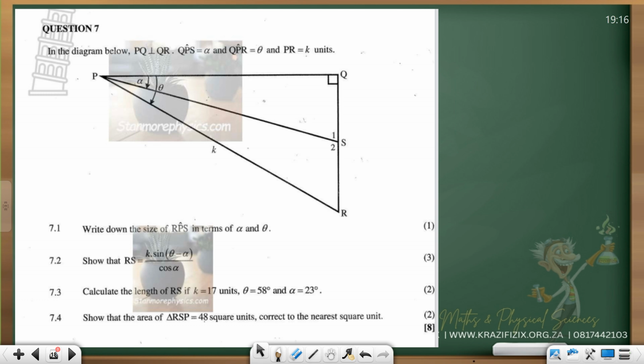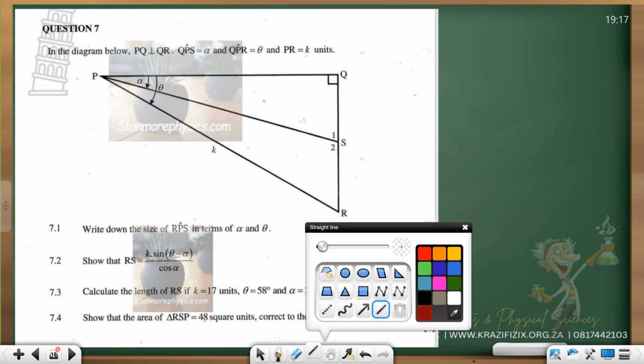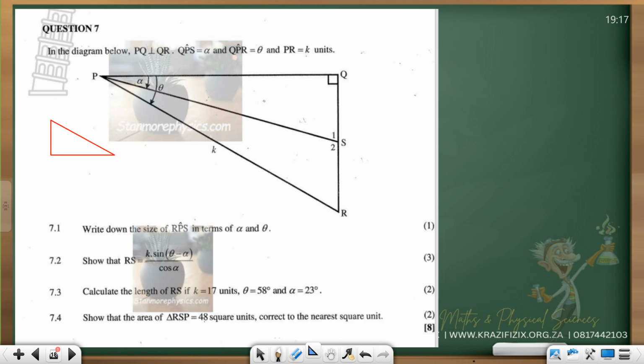All right, let's look at this quickly again. In the diagram below, PQ is perpendicular, QPS is alpha, and QRP is theta, and PR is K. I'm not even going to go to 7.1. How many triangles do you see? I see 3 triangles. Okay. And in looking at those 3 triangles, I see 2 right-angle triangles. I don't know if I'm right. I see a small right-angle triangle.